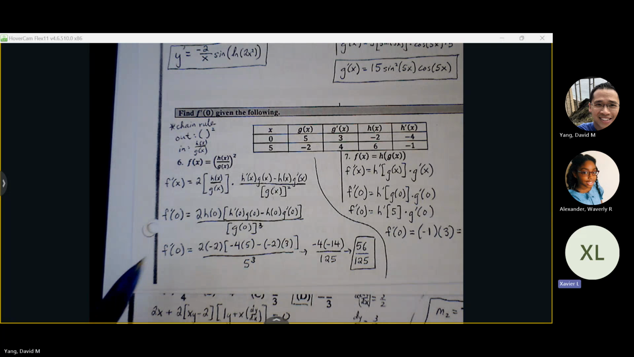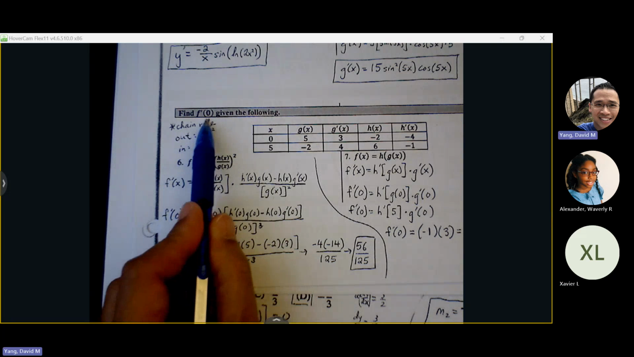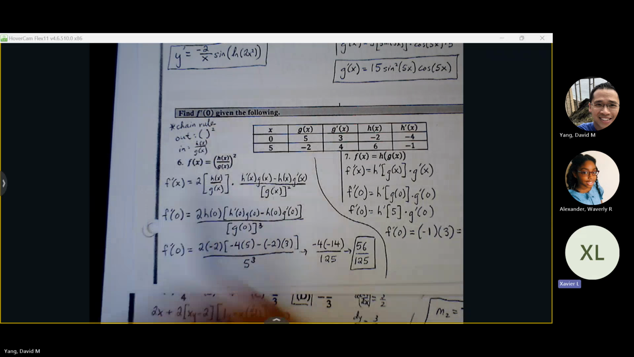And how did you know you had to plug in 0? It says here at the top, find f prime of 0. Got it. Okay.